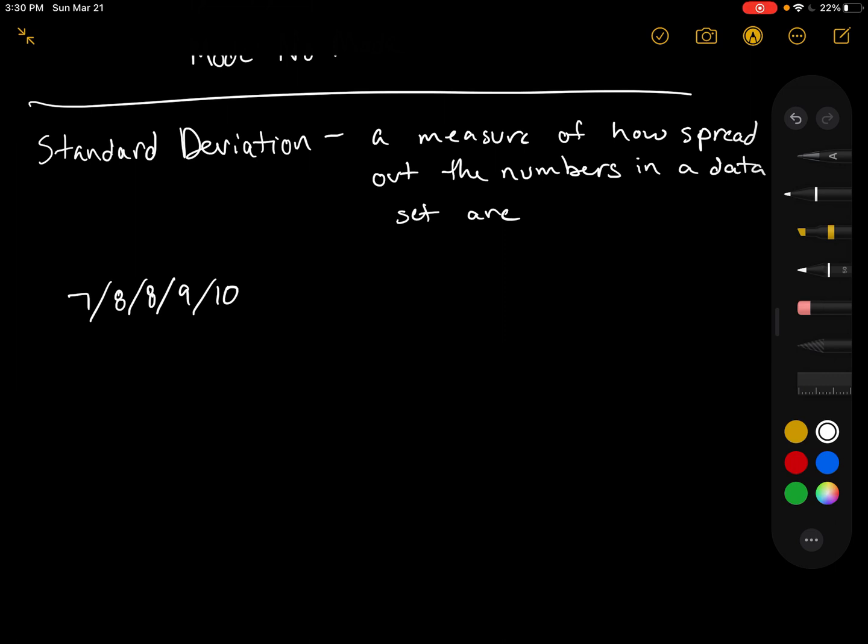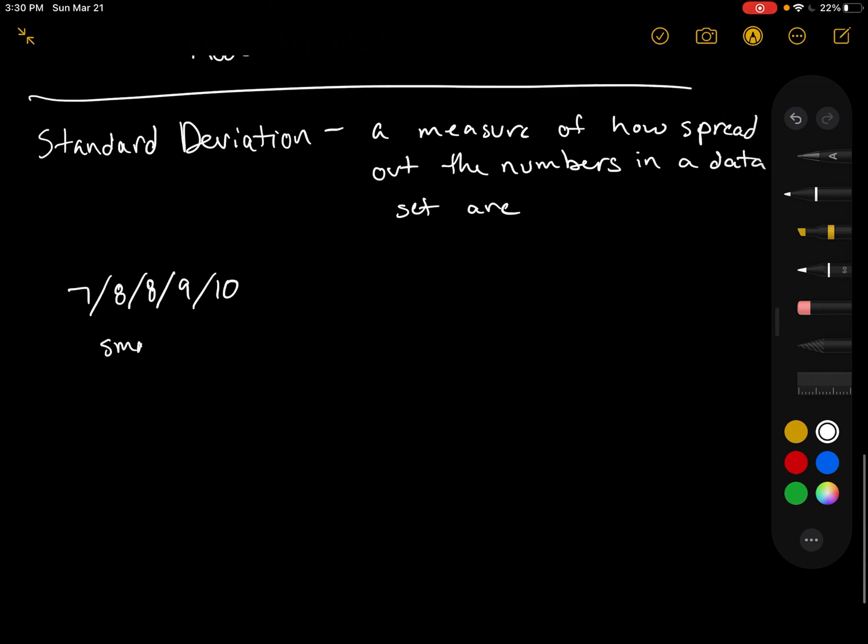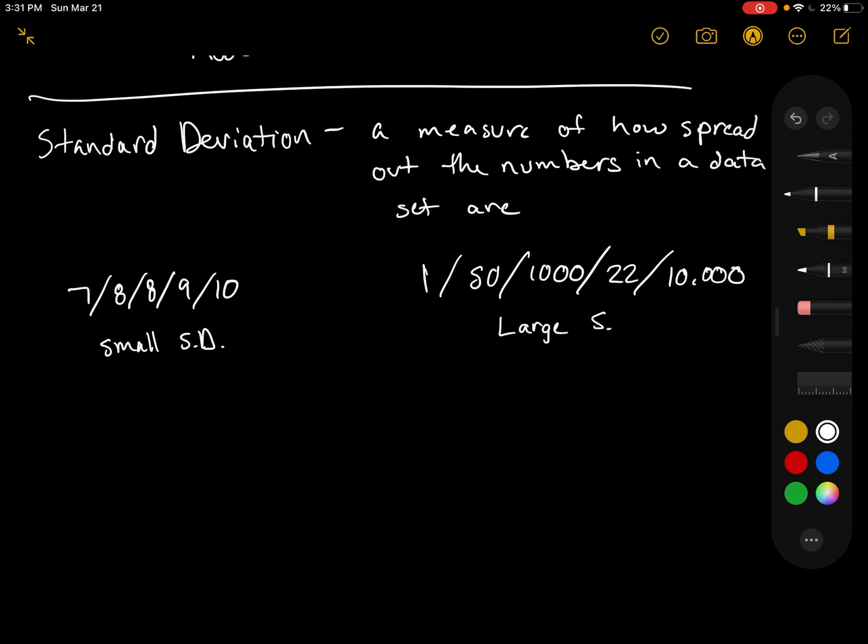So a few just conceptual examples before we start. If we had a data set like this, we can see that these numbers are pretty close to each other. 7, 8, 9, and 10. They're all like 1 apart from each other, so we'd have a small standard deviation here. In a different case, if we went from like 1 to 50 to 1,000 to 22 to 10,000, you see these numbers are extremely far apart from each other. We'd have a very, in this case, a large standard deviation.